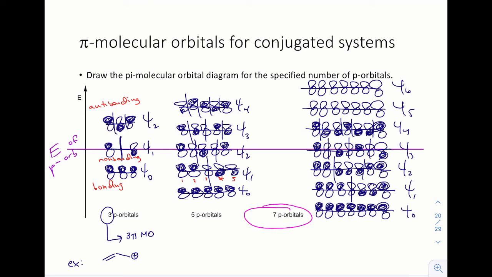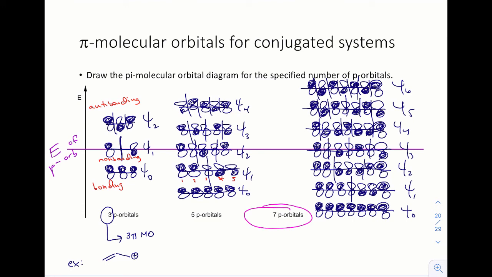Psi5 has 5 nodes: between atoms 1 and 2, 2 and 3, a node on atom 4, between 5 and 6, and 6 and 7. And finally, Psi6 has nodes between every pair of adjacent atoms. That's the easiest one, right? Psi0, and then the highest energy orbital that has the nodes between all atoms.